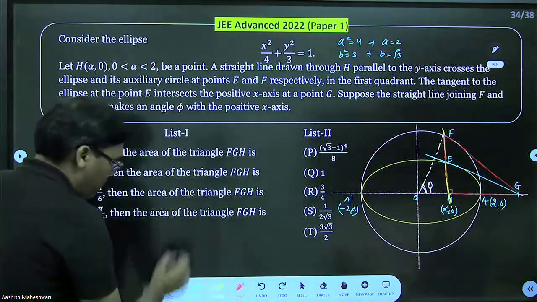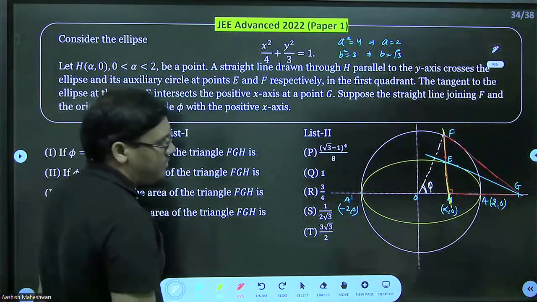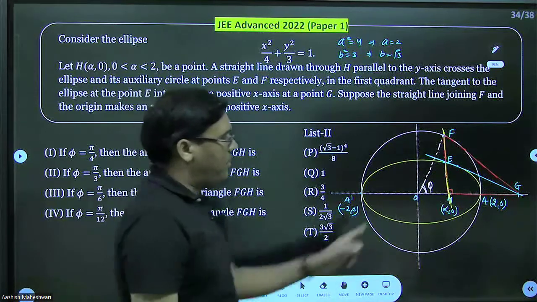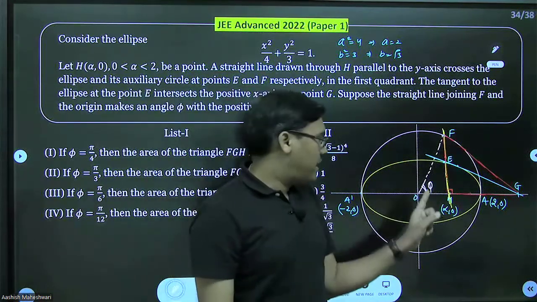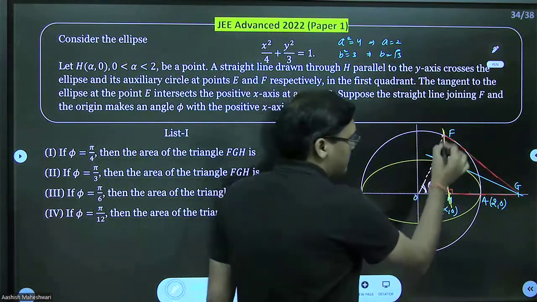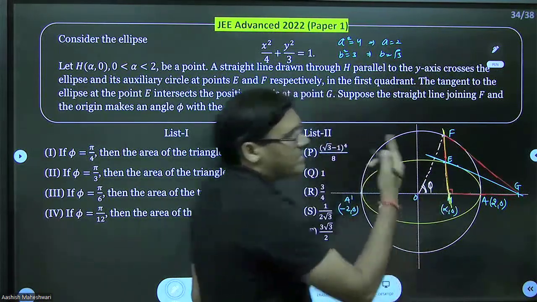Okay, so now how can you find this? See, we know if this angle is phi, and there is a point on the auxiliary circle, you can see this point F, and it is given that this angle is phi. If I join this point, this is the radius of this circle. Okay, what is the radius of the auxiliary circle?